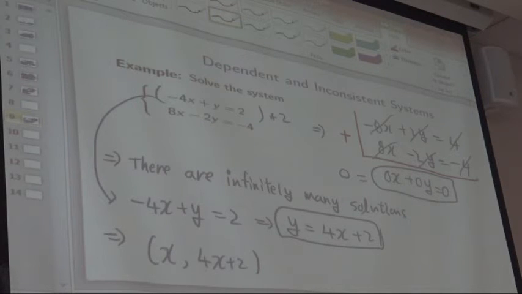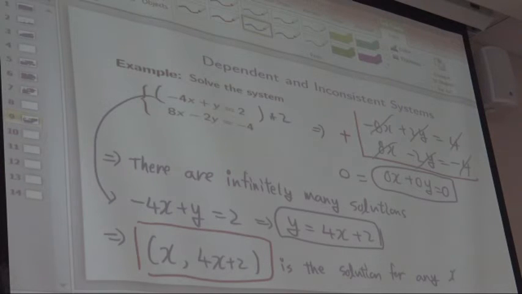And this, x comma 4x plus 2, is the solution for any x value. Whenever the x value is given, we can compute the y value. That is the solution. Whenever we have a different x value, if we plug into 4x plus 2, that is another solution. So we have infinitely many solutions.